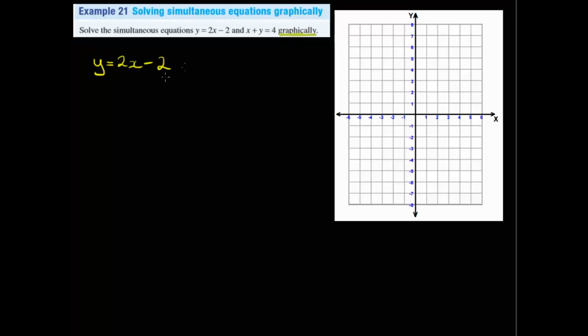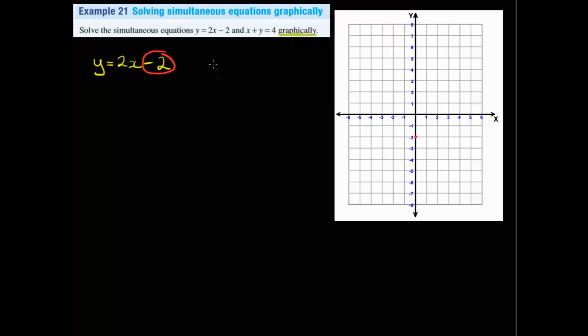Now you'll know from your drawing of these that the y-intercept, where it cuts the y-axis, is at minus 2. So let's put that on the graph or the grid. So there's minus 2 there. That's the point at which it will cross the y-axis.